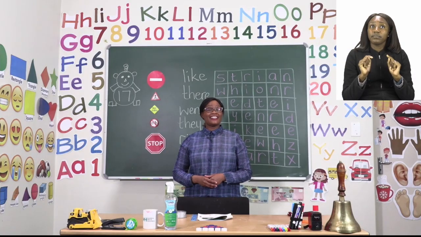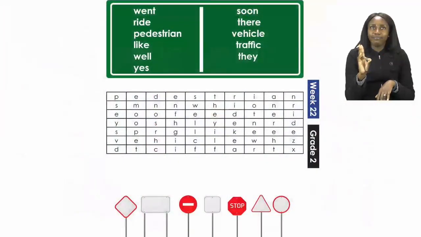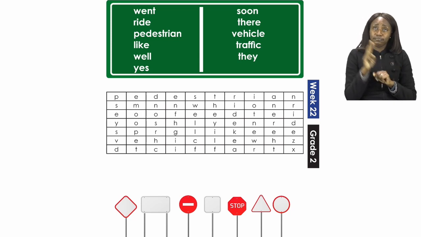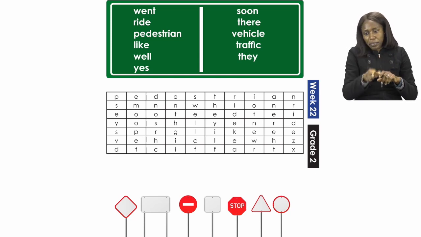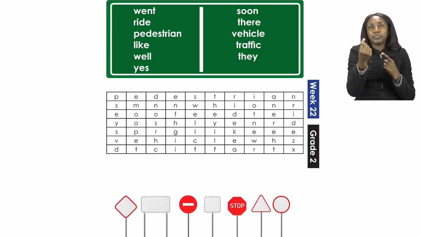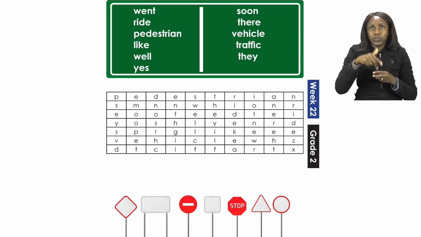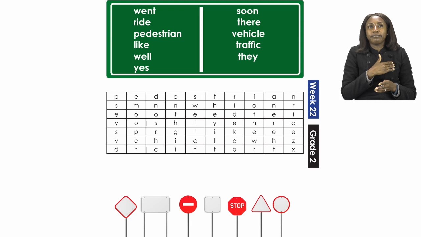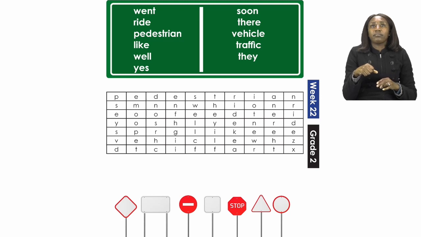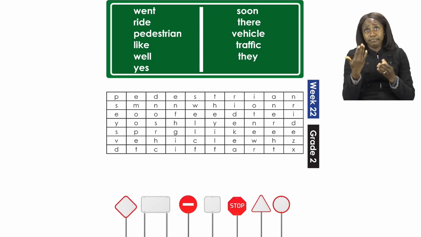For our lesson now, boys and girls, let's all go to page 17. On page 17, we are going to be doing our vocabulary words and our sight words. It's going to be our job to first read the words and then look for them in the word search below. We have the words went, ride, pedestrian, like, well, yes. On the other side, we have soon, there, vehicle, traffic, they.